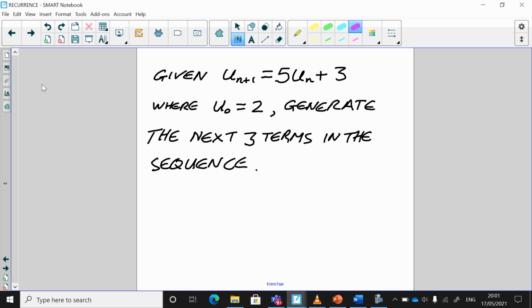So let's start with a nice little example here. Un+1 is equal to 5 times Un plus 3. We definitely need to have a start value. The start value is very, very important. We can have different start values when we have a recurrence relation formula. So we are starting with 2. We definitely need that. And they're just asking for the next 3 terms. So what we're going to do here is put in that start value and go for the next 3 terms, which are going to be U1, U2, and U3.